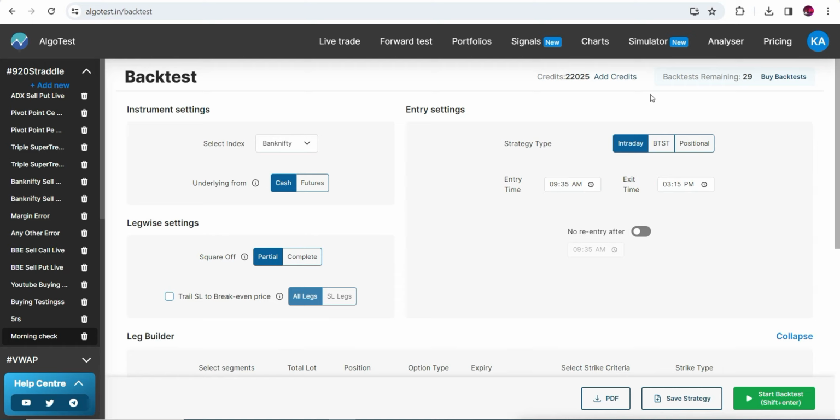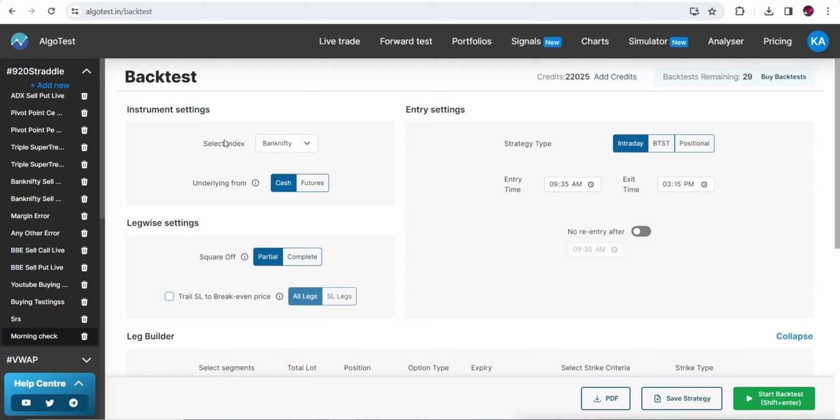We are going to discuss each feature of this dashboard in detail, and then we will backtest our strategy. But before that, I advise you to watch the first video of this tutorial series, in which I have explained some of the basic features of this dashboard. I will give the link in the description box, so you can first watch that video, then watch this video. So now let's create a strangle strategy.